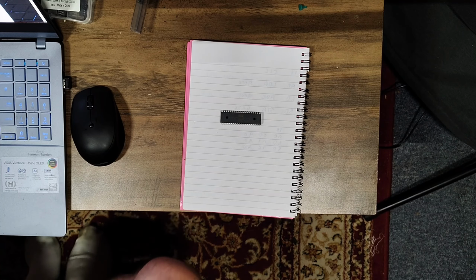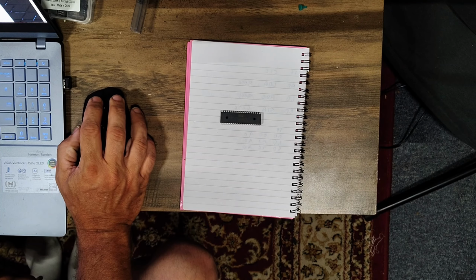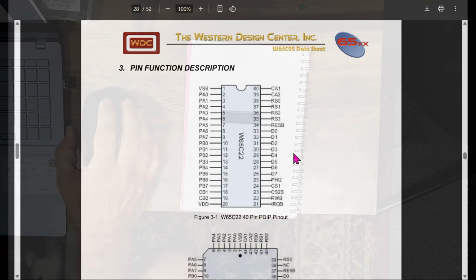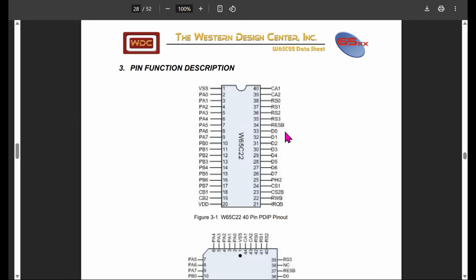And as with all things, we're going to start by going and having a look at the data sheet. So let's have a look. Well, straight away we can see that we've got our 8 data pins coming from and to the processor. And if you have a look on this side, we've got 8 port pins here for port A and another 8 port pins here for port B.